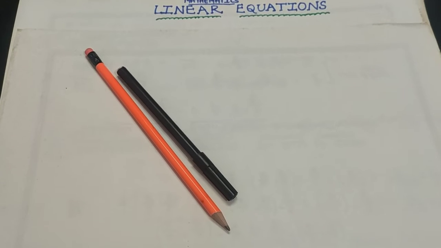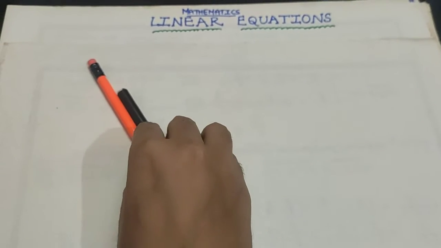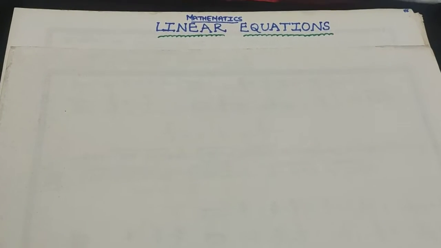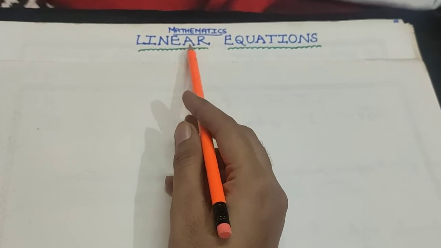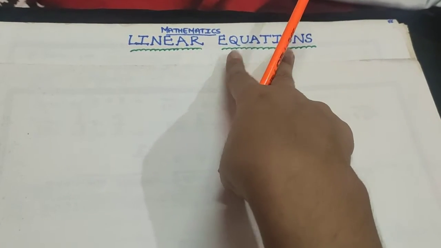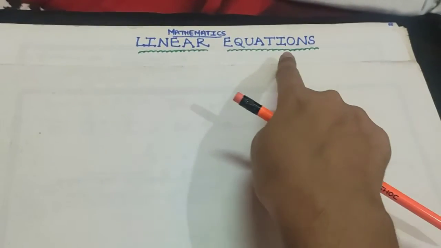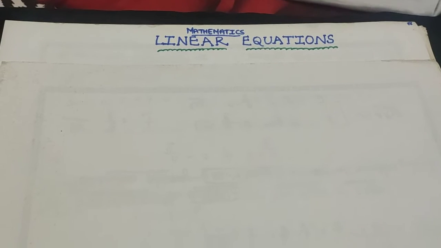So today we are going to start a topic, linear equation. As you can see, linear equation consists of the two words, linear and equation. So first we will understand the meaning of equation. After that we will understand the meaning of linear equation.